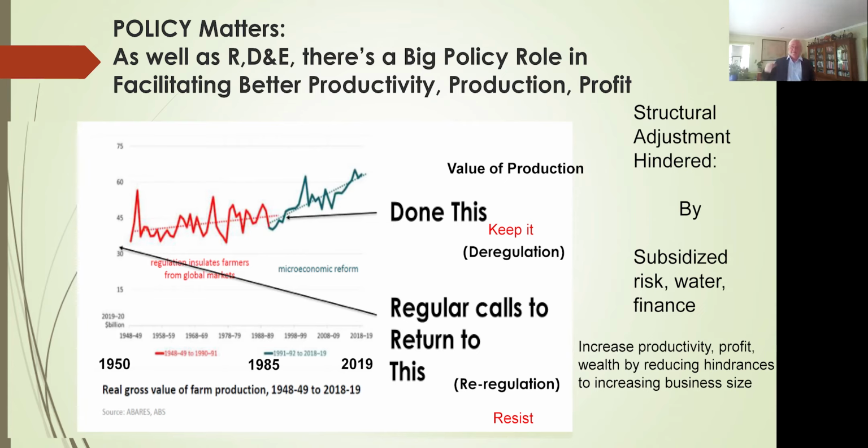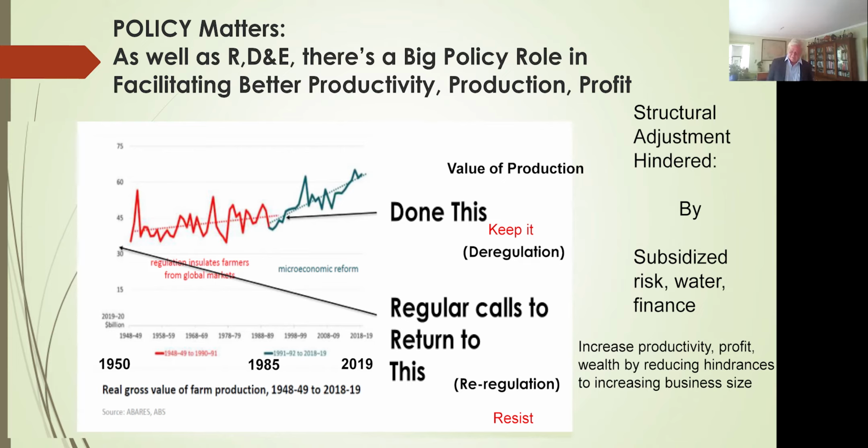and that's the basis of me saying, well, let's keep moving in this direction. Let's stop hindering adjustment and let's do better RD&E because it works. The worry is the backsliding, as I call it. Every day you'll get calls to return to regulation from farmer groups. Particularly prevalent in Queensland. I noticed the last federal election, Labor offered Queensland farmers a minimum price for milk.